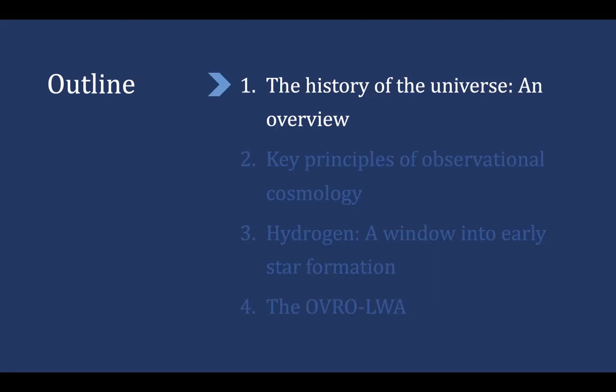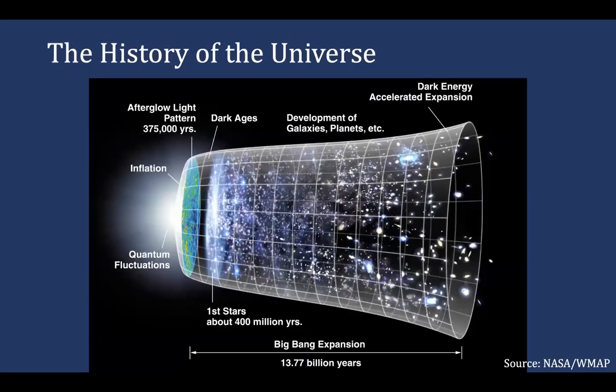So, starting off with a history of the universe. You all may have seen an image that looks something like this before. This is a plot of the evolution of the universe, starting with the Big Bang on the left here. The scale of this plot is supposed to represent that the universe is expanding. The Big Bang occurred about 13.8 billion years ago, and that commenced the universe. Right after the Big Bang, the universe expanded extremely rapidly through a process we call inflation.